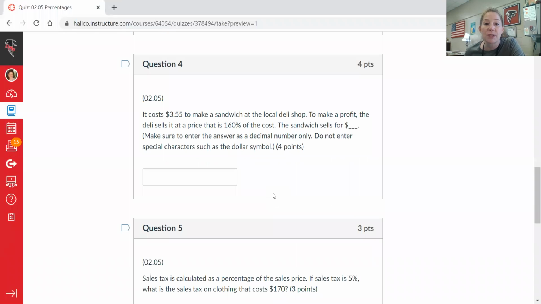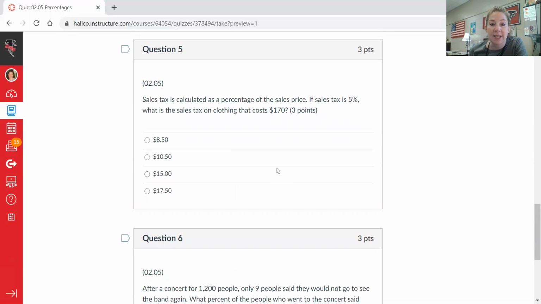Question 4, it costs $3.55 to make a sandwich. Well, delis and other stores have to make a profit. So they're going to sell the sandwich at 160% of its cost. So that means they have to sell it for more than $3.55. So you're going to turn 160 into a decimal, 1.6. You're going to multiply 1.6 times 3.55. Put your answer in the box without the dollar sign or any words.